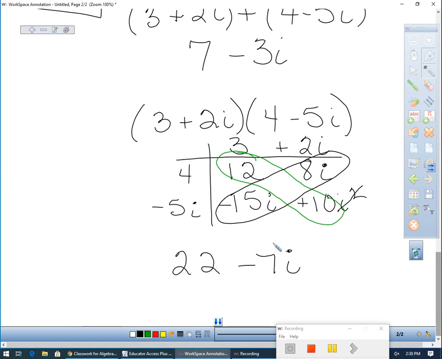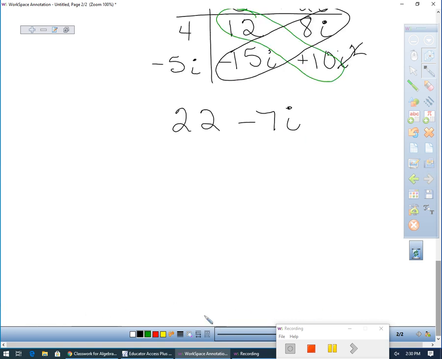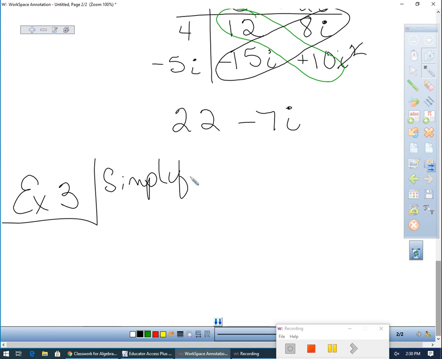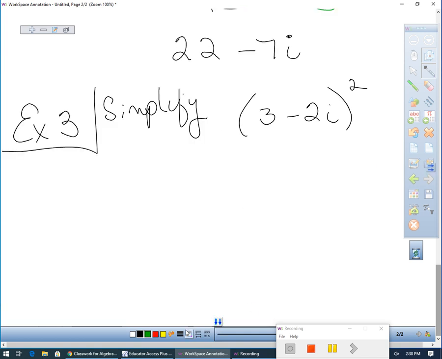Okay? Let's do another one. Example number 3. Right? I am on example 3. Okay, thank you. Example 3, same thing, I'm going to say simplify. Alright, what if I have 3 minus 2i squared? What does that mean I have to do? What does this mean? This means I have 3 minus 2i timesing 3 minus 2i.